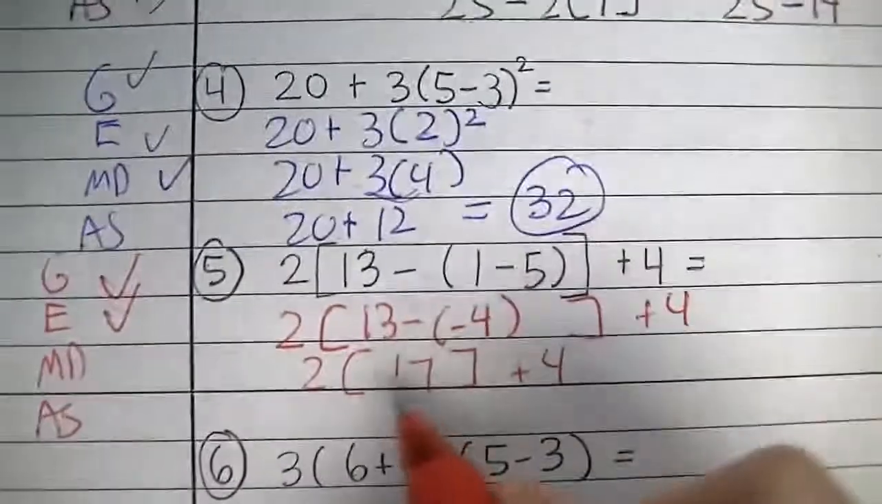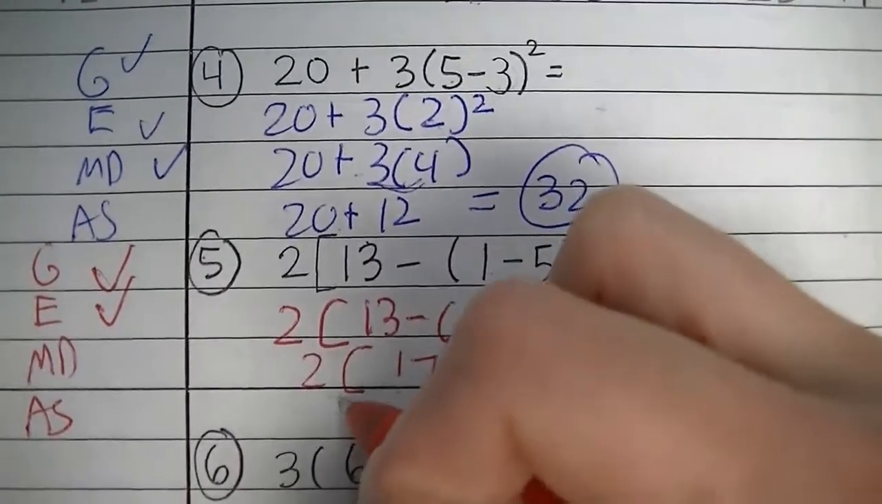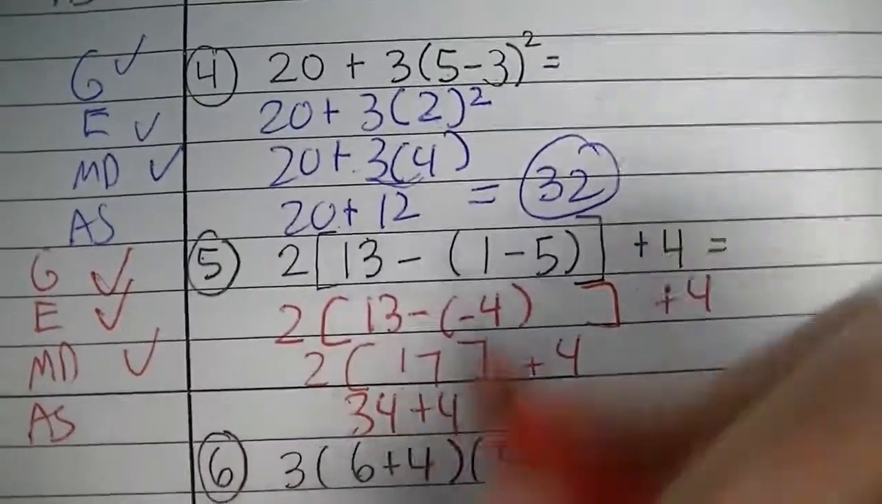Exponents, I don't see any. Now multiply and divide from left to right. This right here is multiplication. 2 times 17 is 34. Now add and subtract from left to right. 34 plus 4 is 38.